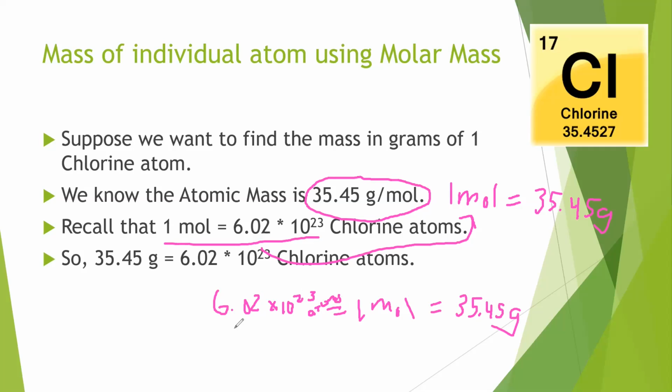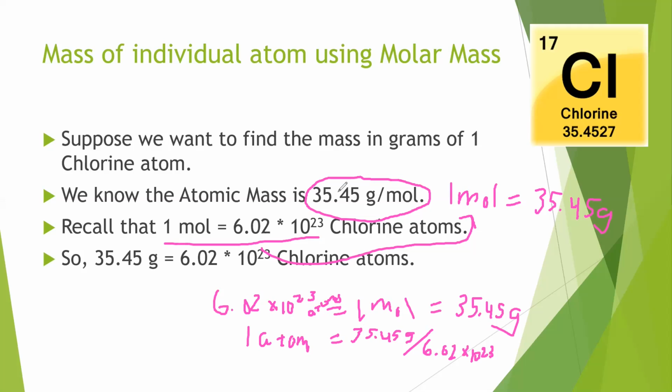And then we can divide every side by 6.02 times 10 to the 23rd. And if we divide everything by that, we get 1 atom equals, we can ignore the middle part because we wanted to know the grams, it's basically 35.45 grams over 6.02 times 10 to the 23rd. So that's basically how we find the mass of 1 atom in grams.